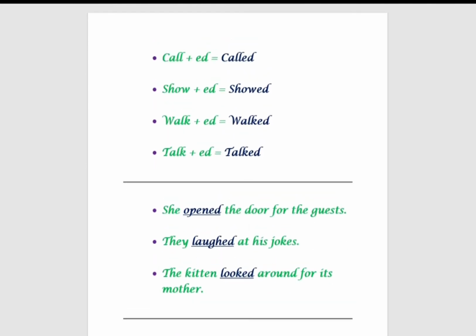Now, to form the past tense of a verb, we usually add ed to the verb. Like here, with call, when we add ed, it becomes called. With show, when we add ed, it becomes showed. With walk, when we add ed, it becomes walked. And with talk, plus ed becomes talked.